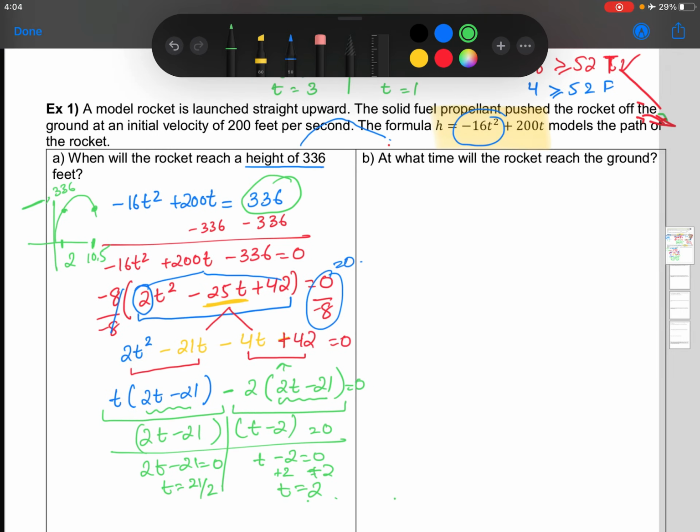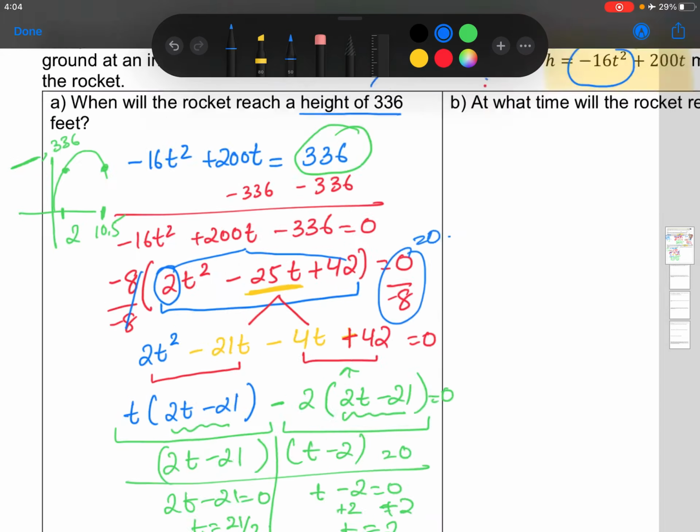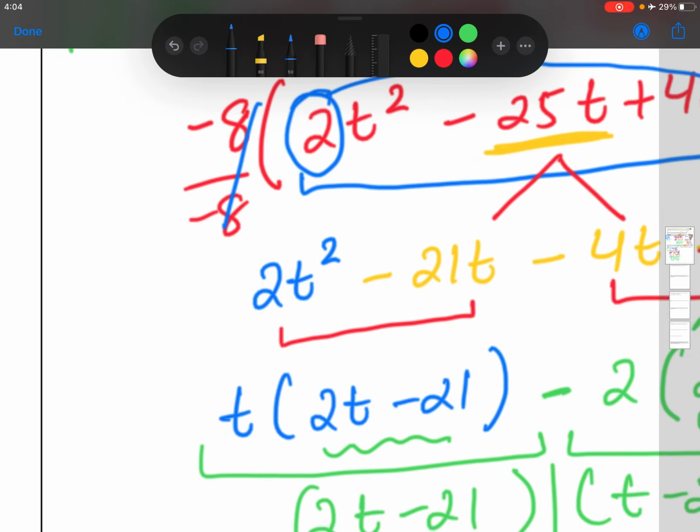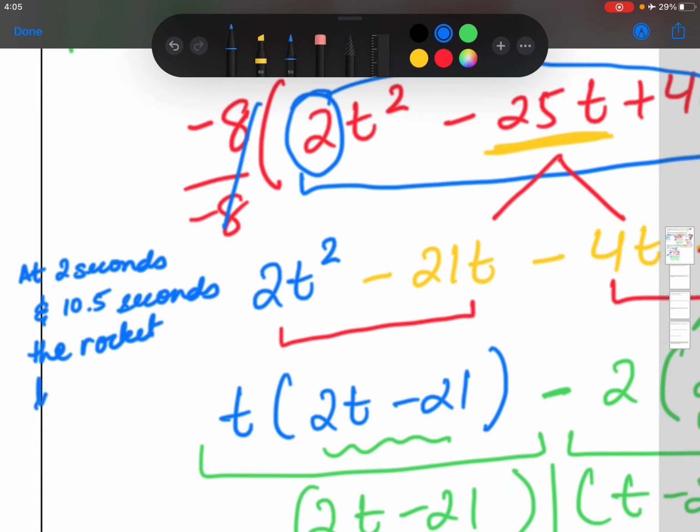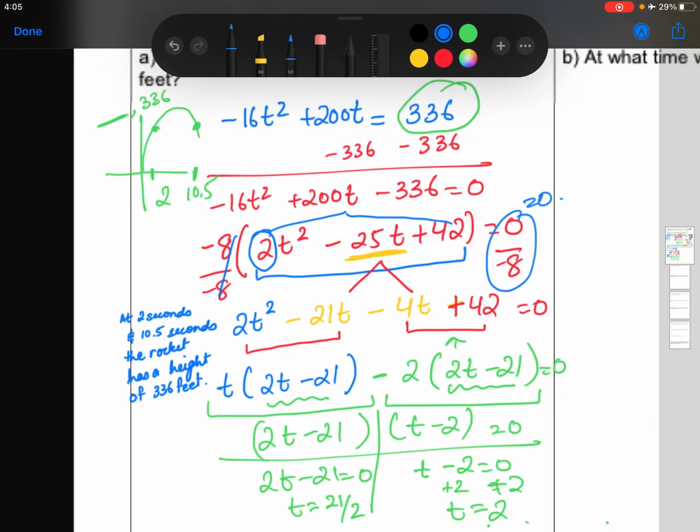So let's write that down. It's a little tight here for me. I'm just going to zoom in so I can write here. At 2 seconds and 10.5 seconds, the rocket has a height of 336 feet. Always answer your question in a full sentence, because it'll make you understand the question better.